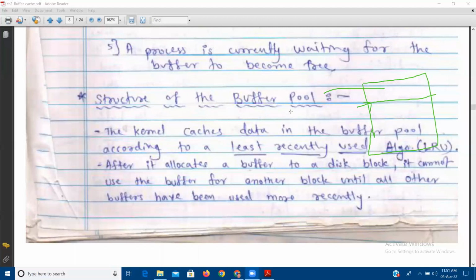So either you can call it a buffer cache or you can call it a buffer pool. So, a pool of buffers. Pool.